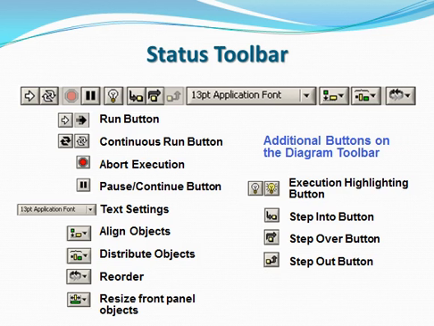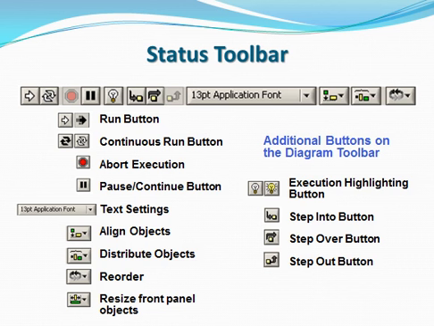Status toolbar. If we want to run our program, we use that arrow to run the program. The first arrow indicates that we want to run our program only one time. And the second arrow indicates that if we run continuously, that is the continuous run button.